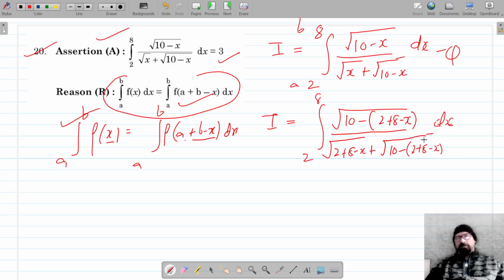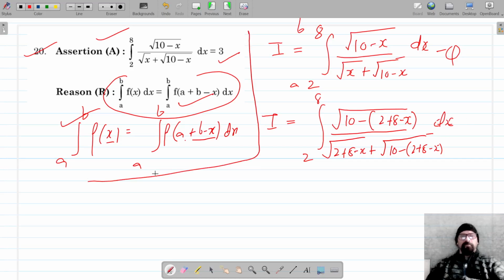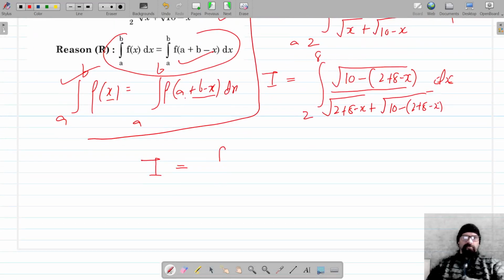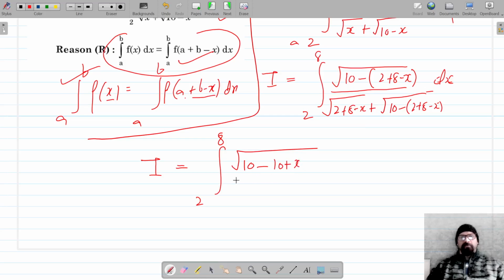Okay, let this be, and I'm going to simplify this. So I is equal to the integration of 2 to 8, and this becomes 10 minus, so 2 plus 8 is 10 minus x. So this is negative 10 plus x. If I open this, it is now under root 10 minus x, plus this becomes 10 minus 10 plus x under root into dx.